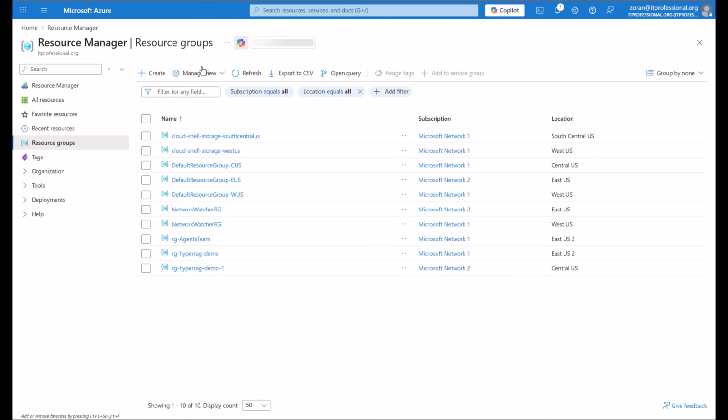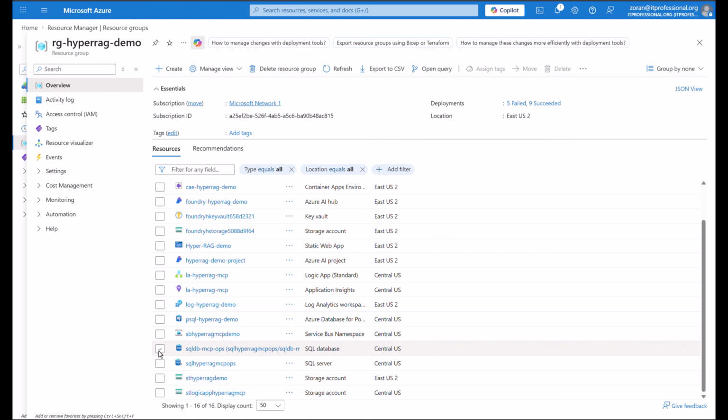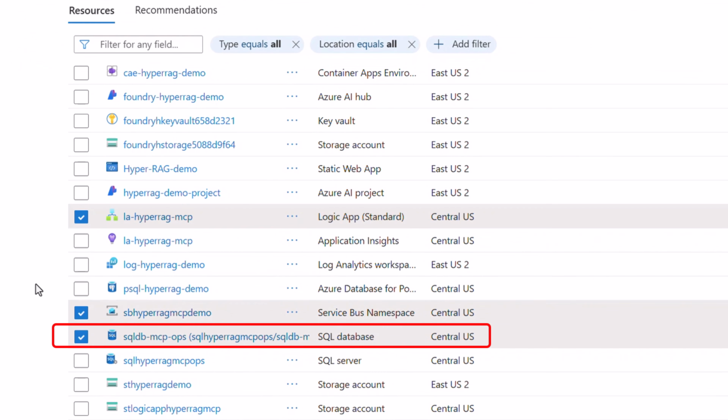In this resource group, we can see the main infrastructure foundation that supports the overall solution. For the MCP extension, I added 3 important resources here. The first one is Azure SQL database. In this solution, Azure SQL is the operational system of record for MCP actions. This is where we keep things like account status, internal notes, approval records, and action logs.